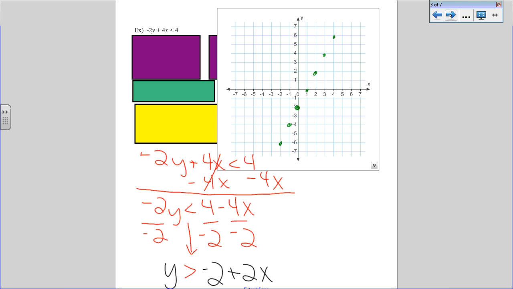So what does example 1 have, Alex? Less than and equal to or just less than? What does example 1 have? Less than or equal to? So is it going to be a solid or a dashed line? Thank you. So we've got our dashed line.